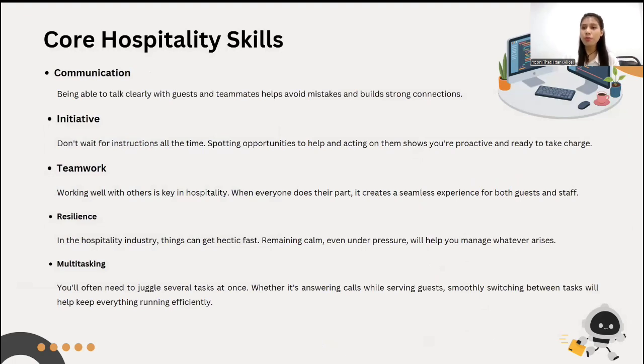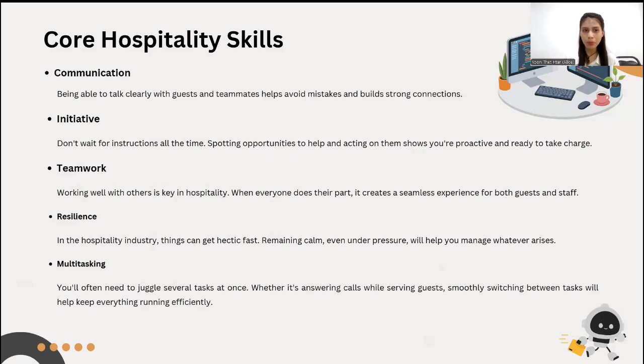These are the core hospitality skills that every person who loves to pursue a hospitality career should have. So the first one is communication. Being able to talk clearly with guests and teammates will help us to avoid making mistakes and it will help to build strong connections. And the next one is initiative.